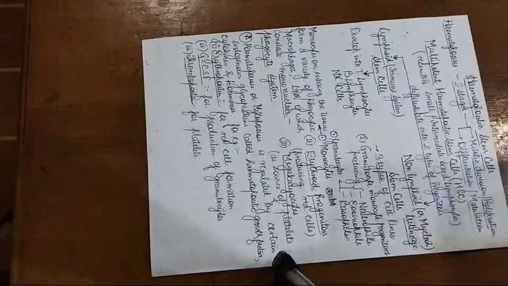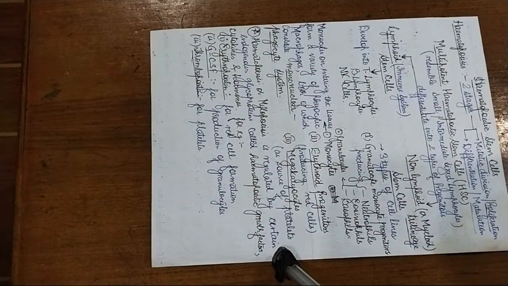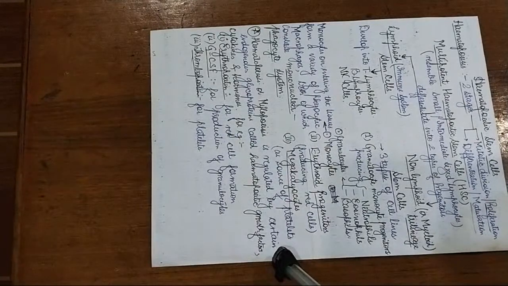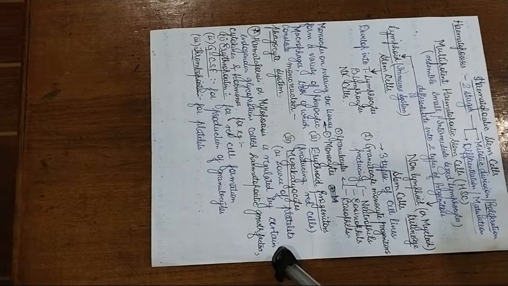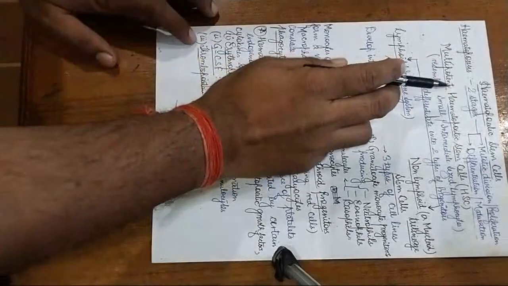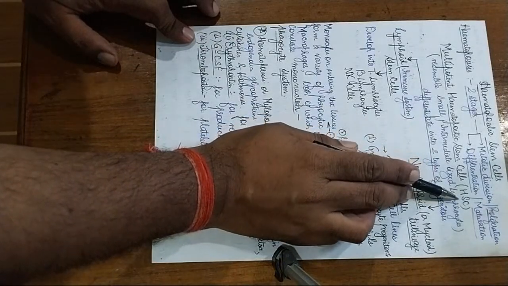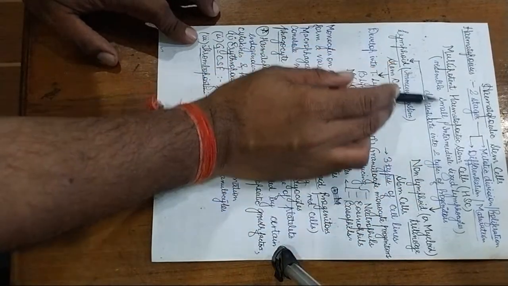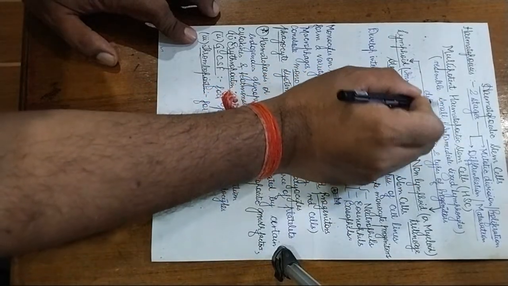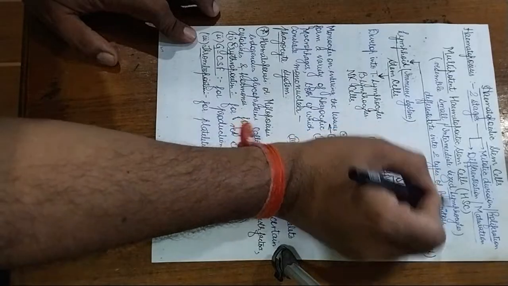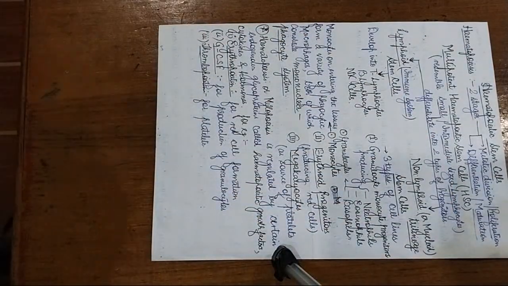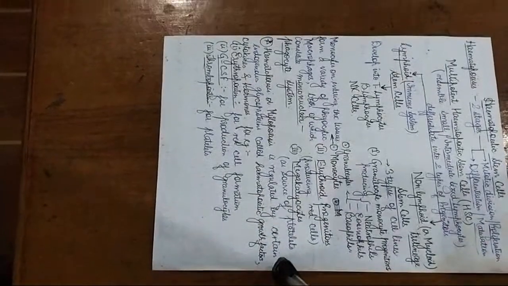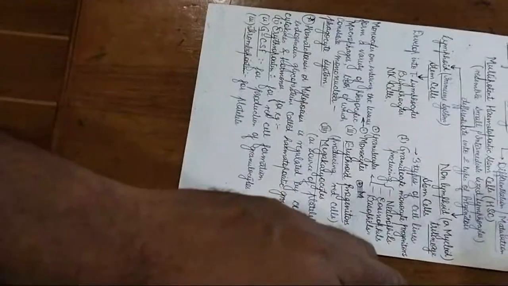Before starting on how hematopoiesis occurs, it is very important to know that hematopoiesis, that is the formation of blood cells, takes place in the bone marrow. There are multipotent hematopoietic stem cells, and these resemble very much the small and intermediate sized lymphocytes.